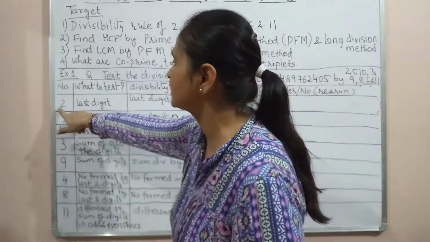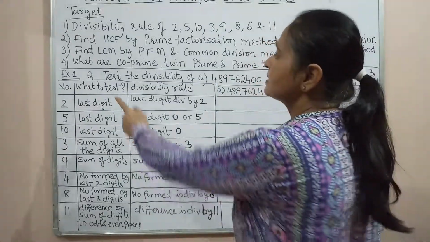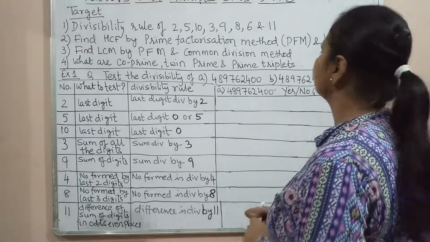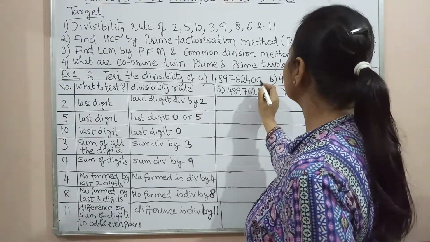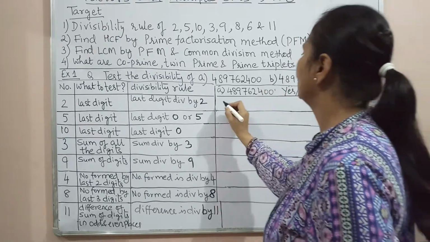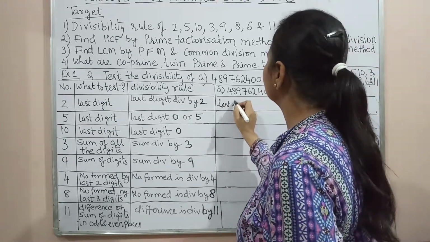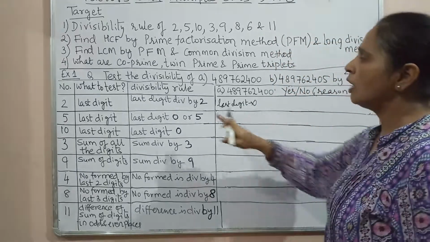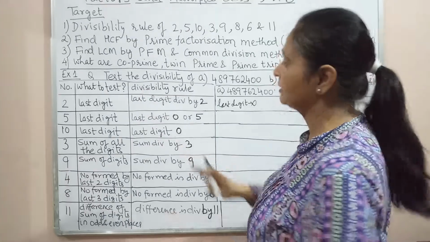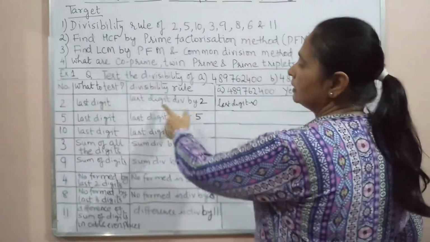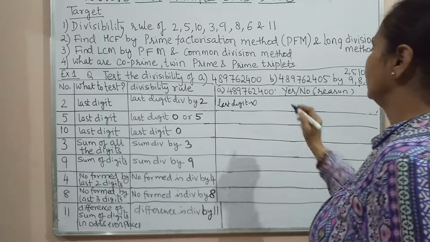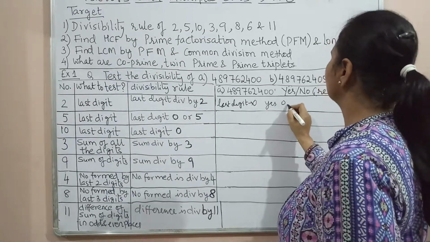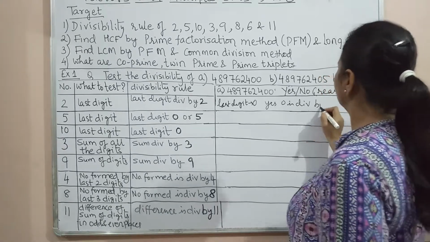Now I have taken the first number, that is 2. What is to be tested? It should be the last digit. The last digit is to be tested. Now what is the last digit? The last digit is 0, in this case. Now after we have picked up the last digit, what should we check? Whether the last digit is divisible by 2. Is 0 divisible by 2? Yes. 0 is divisible by 2.